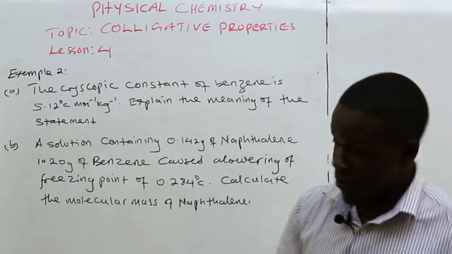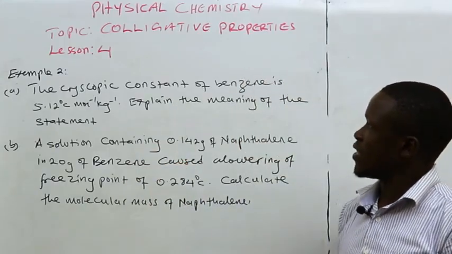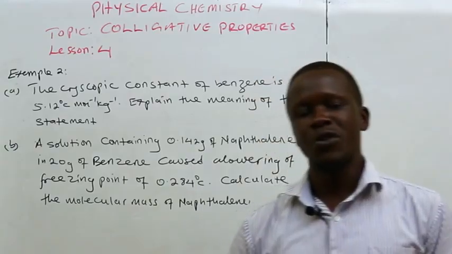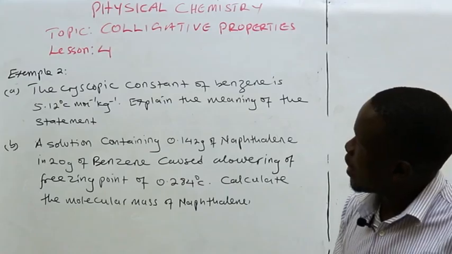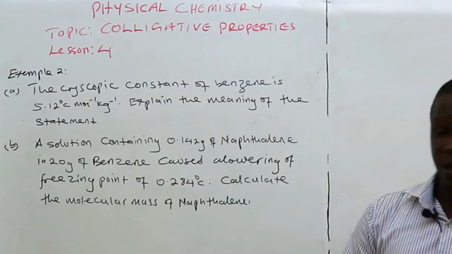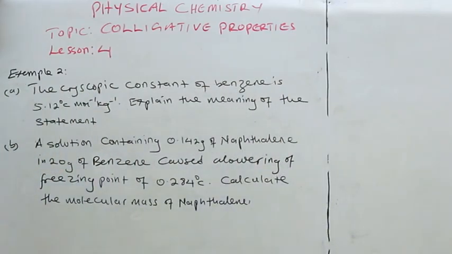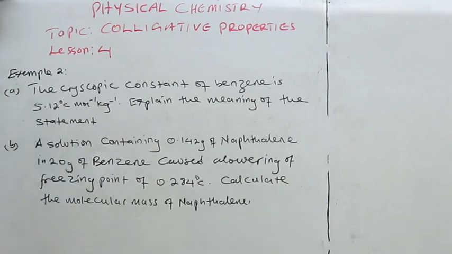So now, after looking at example 1, it is fitting for us to look at example 2. I left a question for you, and I said that I will come back and we do it together. So here we have example 2, and it was saying that the cryoscopic constant of benzene is 5.12 degrees Celsius per mole per kilogram. Explain the meaning of that statement.